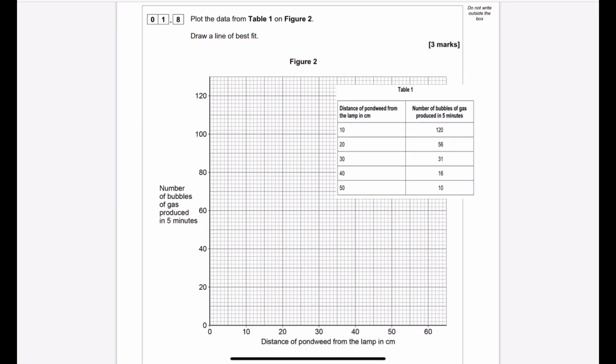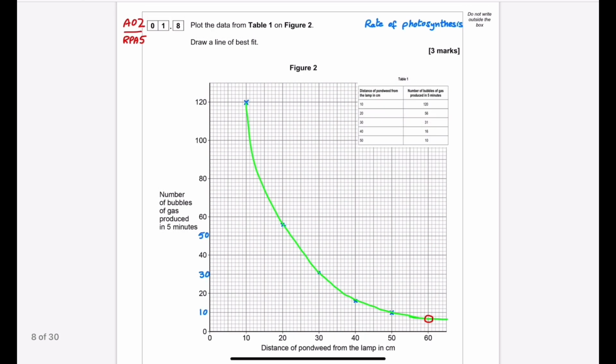1.8. Plot the data from table number 1 on figure number 2. To facilitate the student, I use a table here. The distance of pondweed from the lamp in centimeters is along the x-axis, whereas the number of bubbles produced in 5 minutes is along the y-axis. Students need to plot these values on the graph. The model answer is already given here.